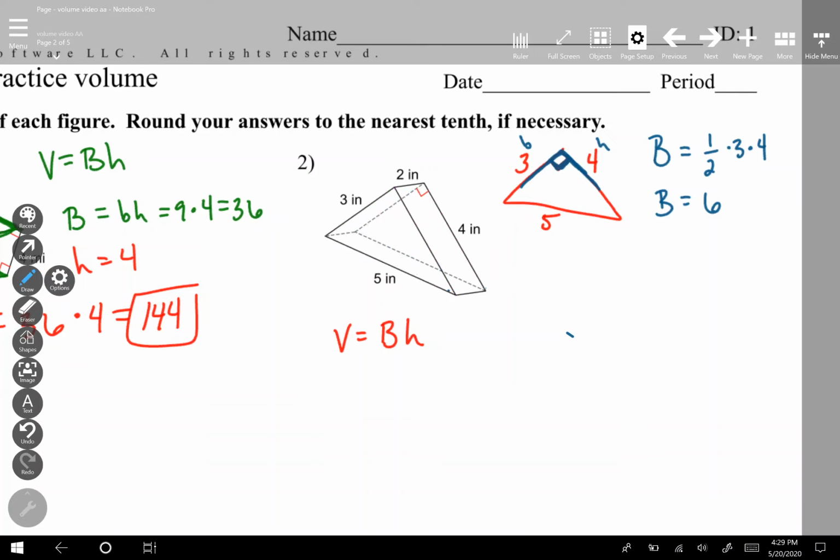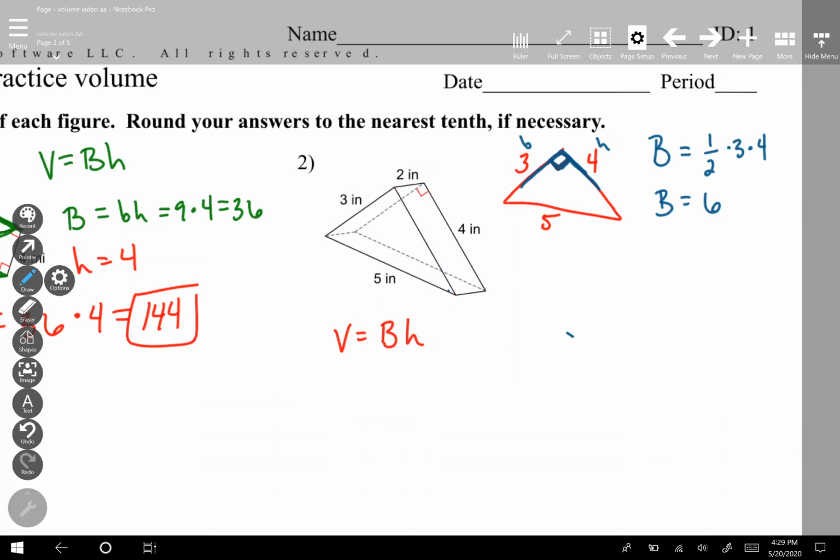See, it's 2. So that's the height of our prism. So to find the volume, we're going to do area of the base, which we figured was 6, times the height, which is 2. So 6 times 2, 12. And it would be inches cubed, okay? Because volume is in 3 dimensions, so that's why it's inches cubed.